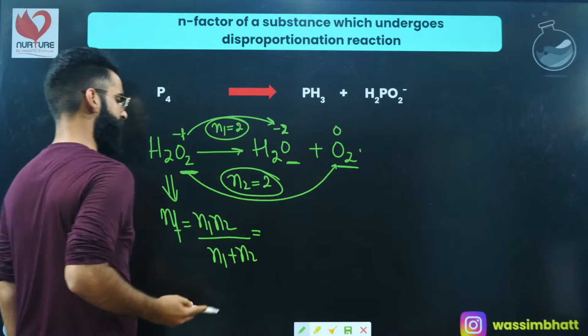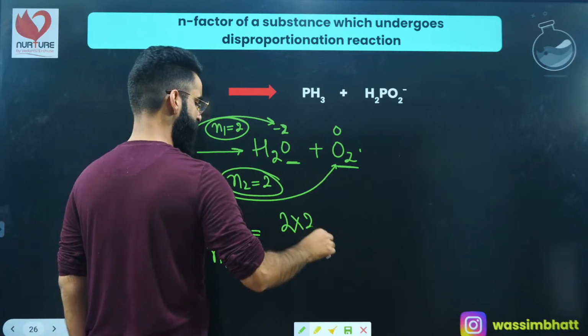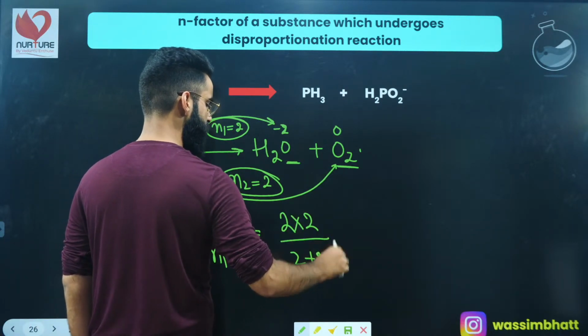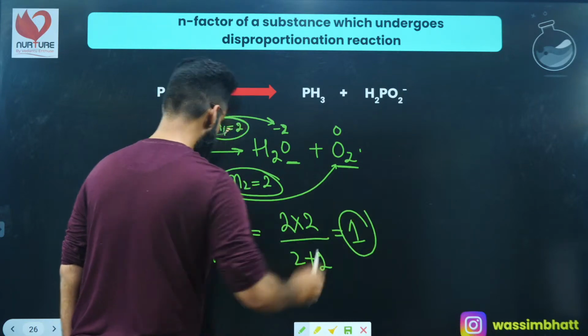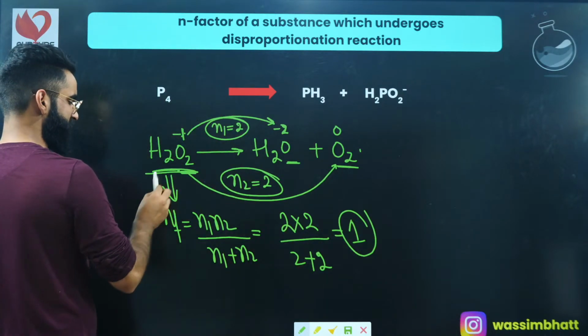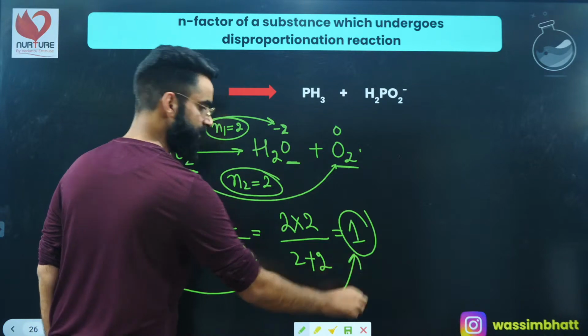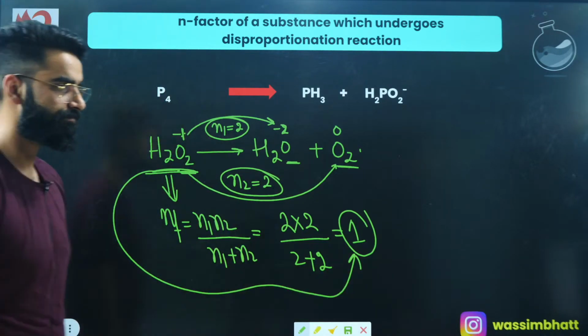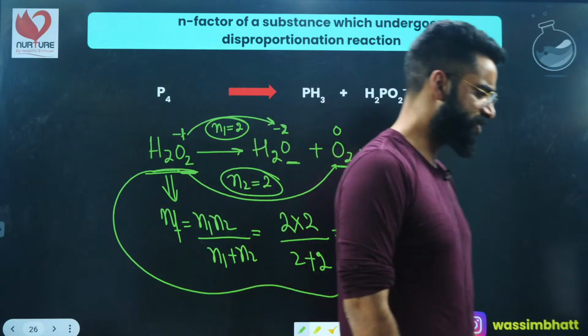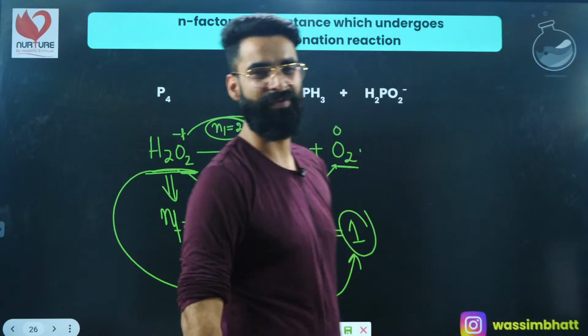You got N1, you got N2. So you are going to do something like this. 2 multiplied by 2 divided by 2 plus 2. The value comes out to be 1. So remember, whenever H2O2 undergoes disproportionation, its N factor is going to be taken as 1, right? Right, people?